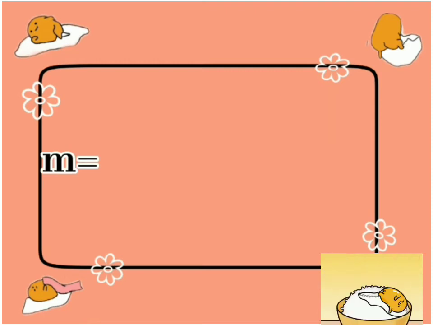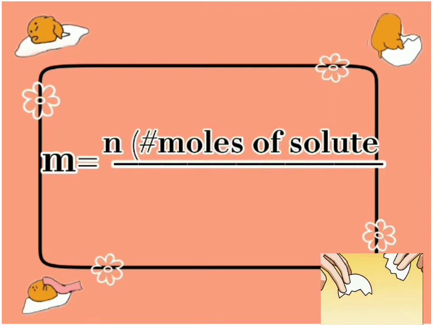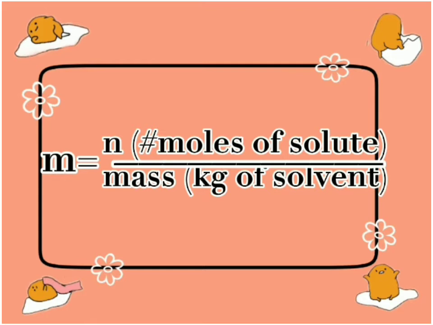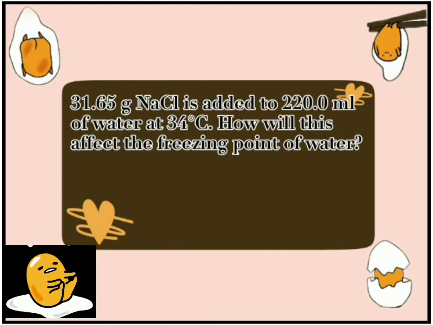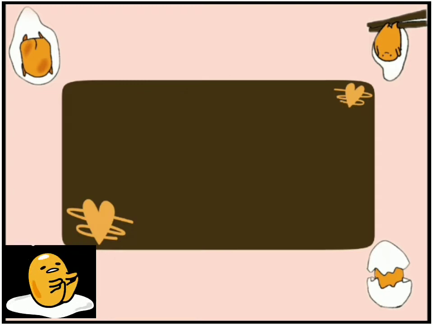To solve the molality, we have the formula: molality is equal to moles of solute over kilograms of solvent. Now, let us use that in our example number 2. 31.65 grams of sodium chloride is added to 220 mL of water at 34 degrees Celsius. How will this affect the freezing point of water?